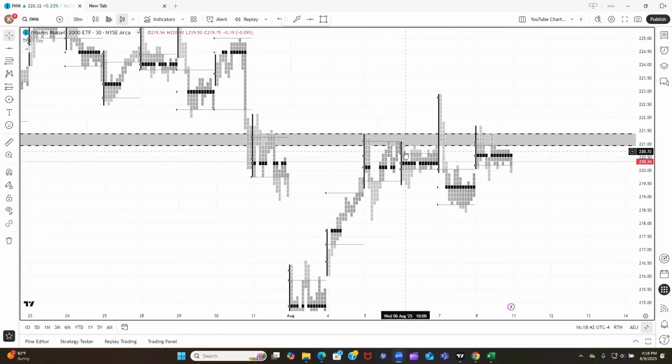Okay, so we're talking about August the 7th. Obviously August the 7th opened out of balance of the last session, August the 6th, to the upside. The very top of August the 6th was roughly 221.10 and the very bottom was roughly 219.34. August the 7th opened at 222.76, which is above the profile of the entire day of August 6th. So we have opened out of balance to the upside.